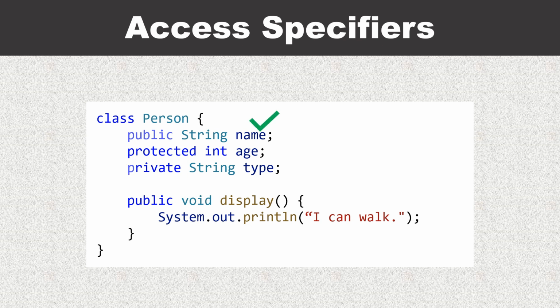Name is accessible by derived classes. Age is accessible by child classes but not by external classes. Type is private and is not accessible by child classes.